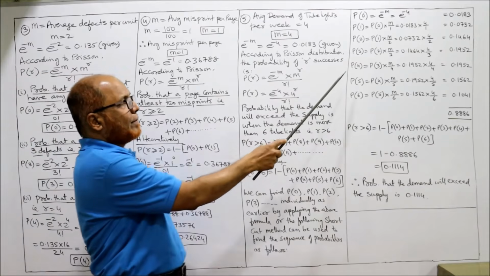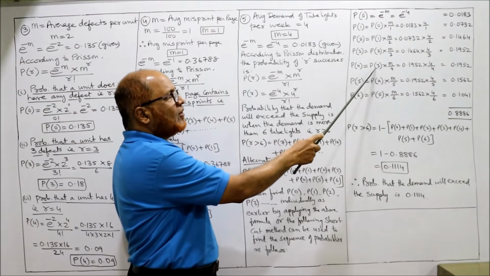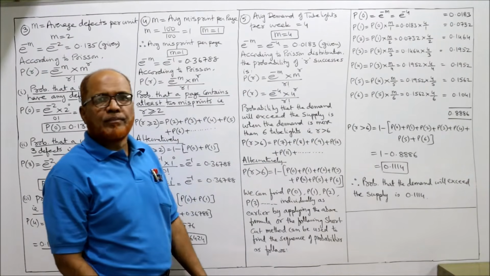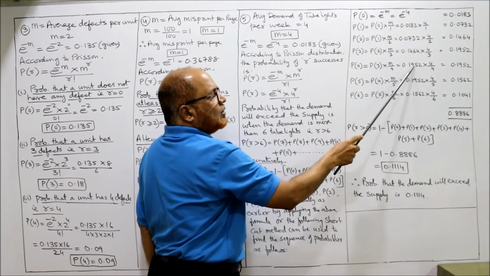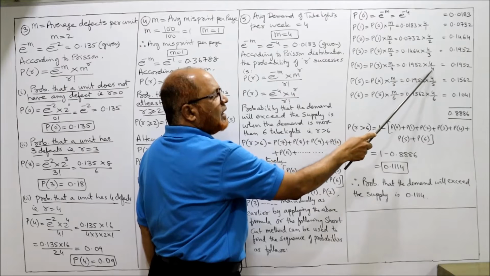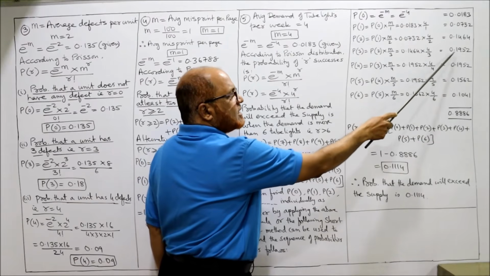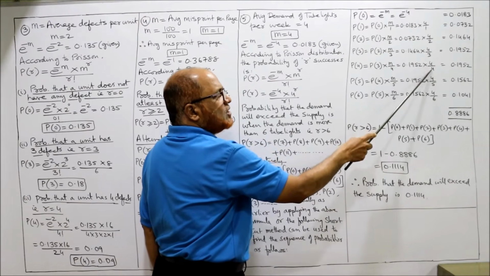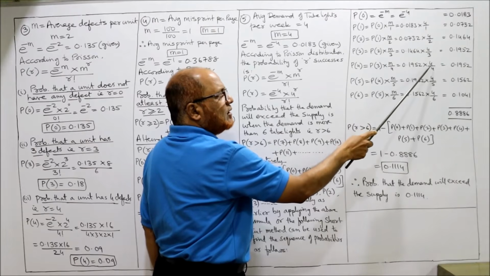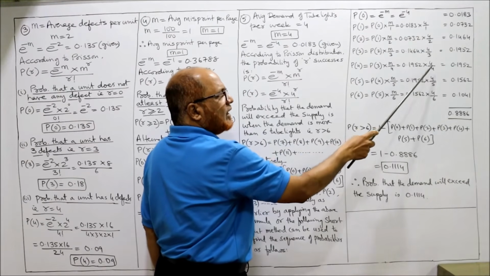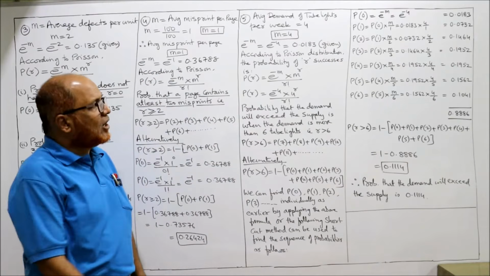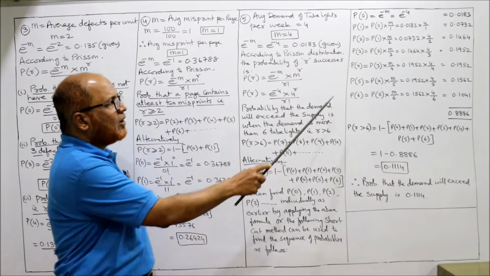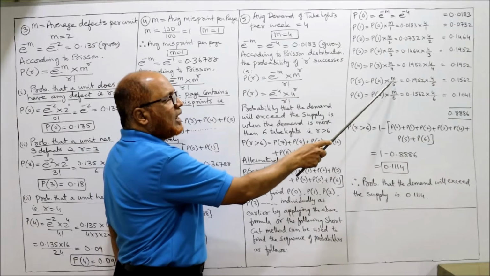Now P of 4. P of 4 is equal to P of 3 into m by 4. So P of 3 is 0.1952. M is 4. So 4 by 4. So again you will get the same value 0.1952. 4 by 4 is 1. So if you multiply 0.1952 into 1, 0.1952. That's it. So P of 4 completed. Now P of 5. So P of 5 is equal to P of 4 into m by 5.